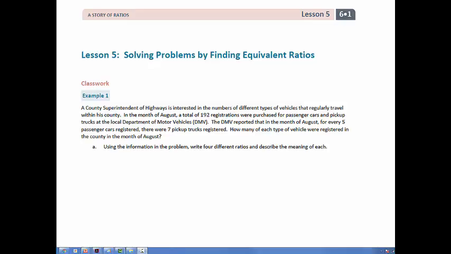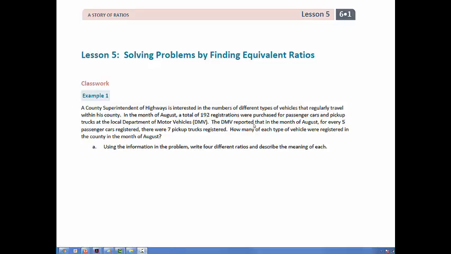In the first example, a county superintendent of highways, that's someone who's in charge of all the highways in the county, is interested in the numbers of different types of vehicles that regularly travel within his county. In the month of August, a total of 192 registrations were purchased for passenger cars and pickup trucks in the local Department of Motor Vehicles, the DMV. So that means 192 people purchased registrations for their cars or trucks.